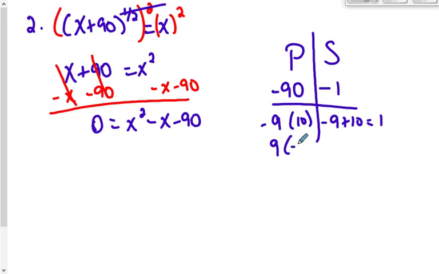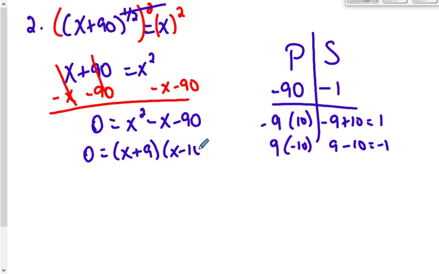So then 9 times negative 10 would give me 9 minus 10, which is my negative 1 that I need. So let's write those factors over here. 0 equals x plus 9 times x minus 10. What do you do? Good. Set them equal to 0. x plus 9 equals 0. x minus 10 equals 0.